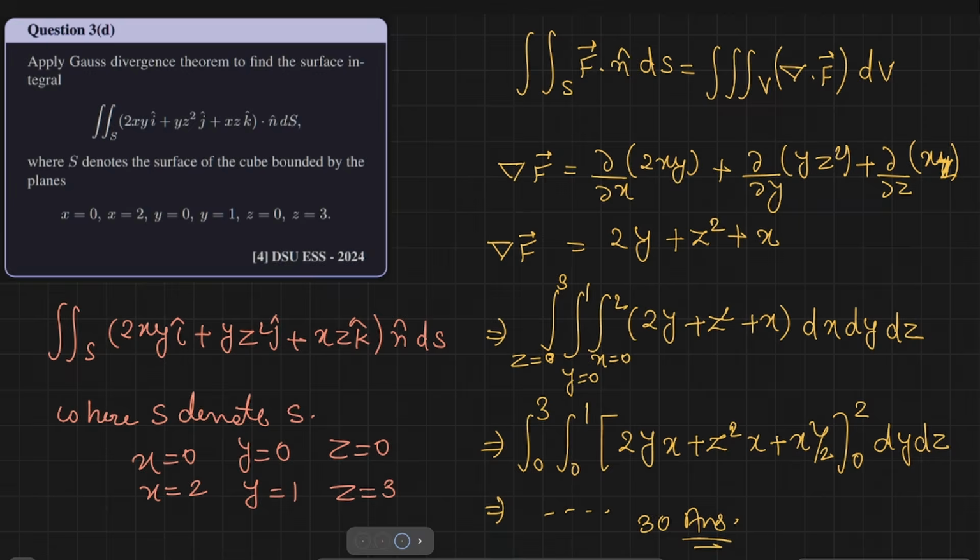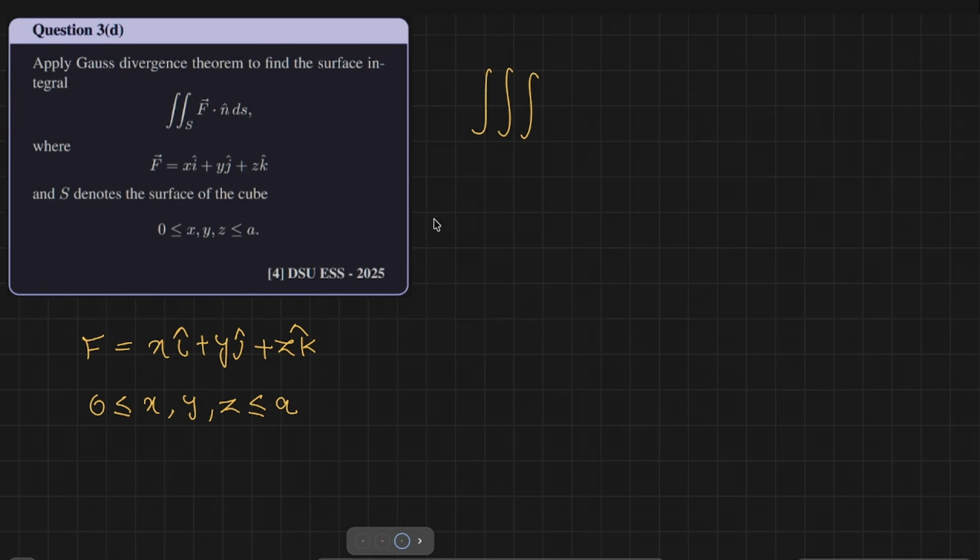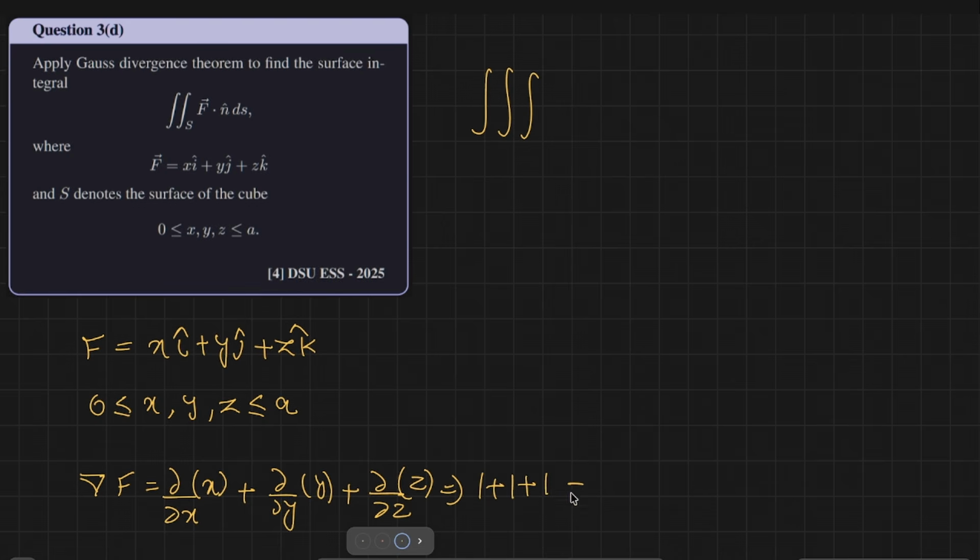So this was the question asked in 2024. Now in 2025, the question is asked again, on the Gauss divergence theorem. Here F is given as x i cap plus y j cap plus z k cap. The limits of x, y, z are all from 0 to a. That's simple. What do you have to do? Find the divergence of this. Divergence is the partial derivative with respect to x of x, plus that with respect to y of y, plus that with respect to z of z. So that is going to be 1 plus 1 plus 1 equals 3.